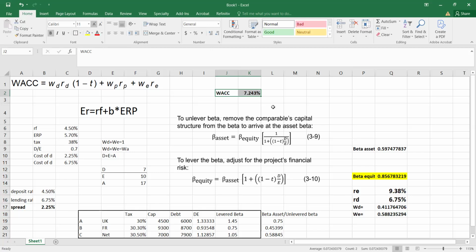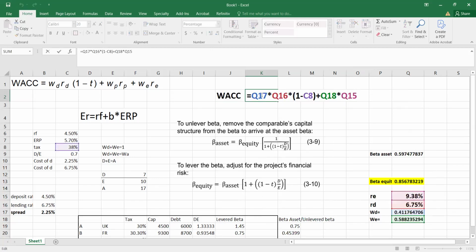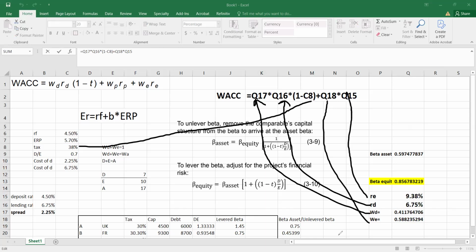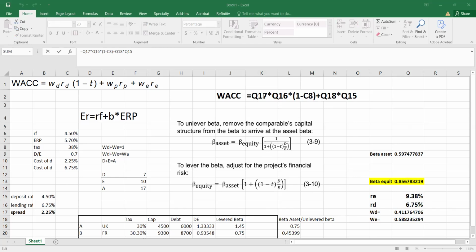Again, proportion of debt, Q17, it's a proportion of debt. So this is proportion of debt. Cost of debt, this is cost of debt. This is the tax. Proportion of equity and cost of equity. And add them up, you get your WACC. I don't know whether it's correct or not. We'll check it now. I might be mistaken, there could be some miscalculation. So let's check it.